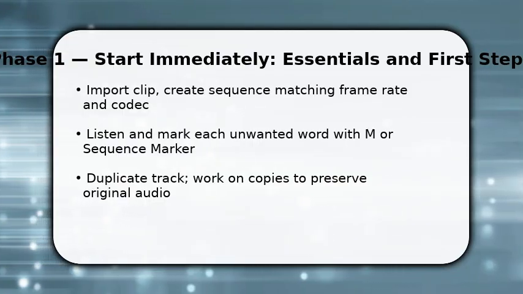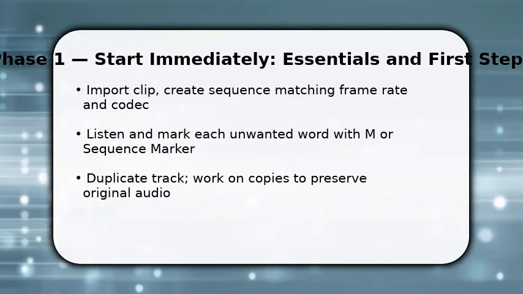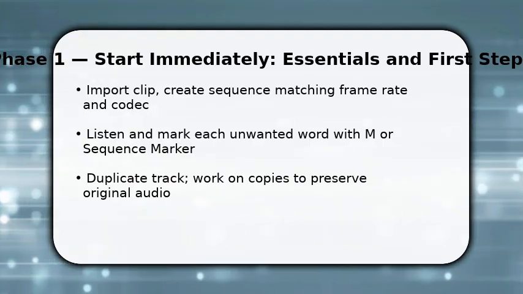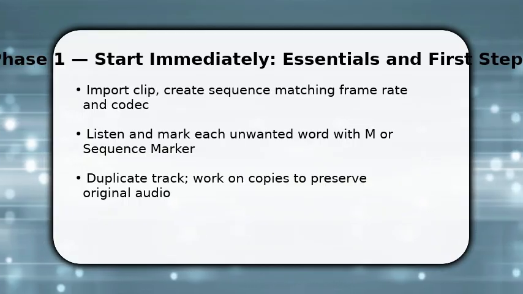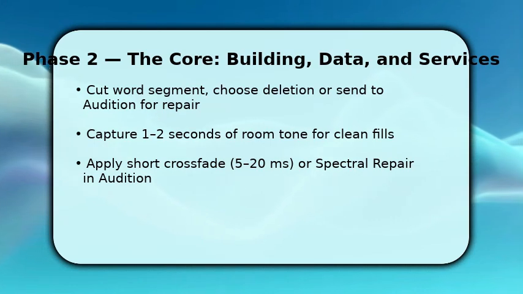Then zoom into the timeline, use the razor, C, to make tight cuts around the marked word and push the small segment aside. You do this now to isolate the word. Make sure edits are precise to avoid chopping adjacent speech or breaths. Once the word is isolated, decide.